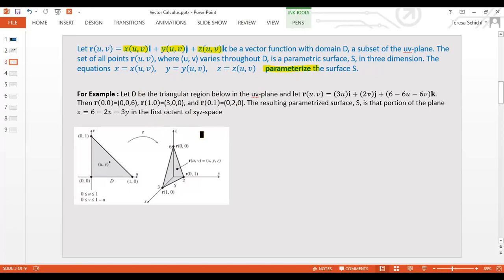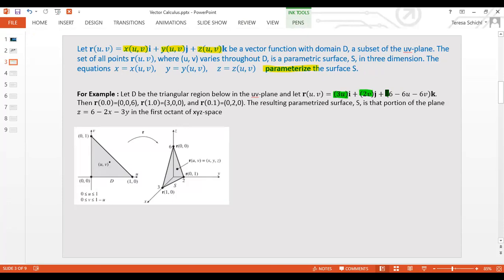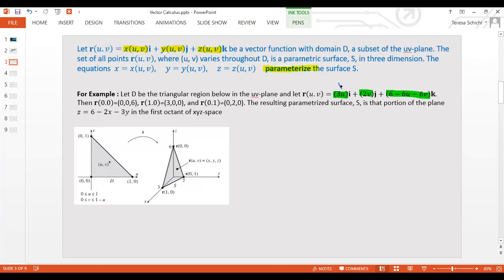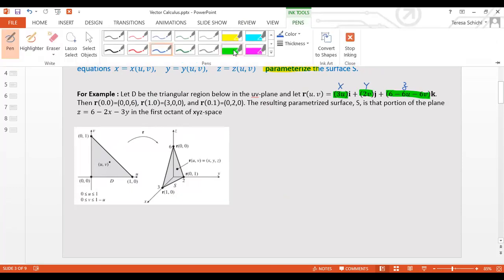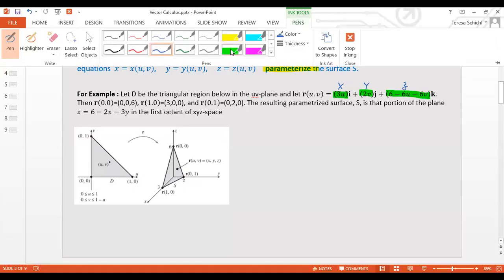Let me give you an example. Here this is my x, this is my y, this is my z. That means x is a function of u and v, y is a function of u and v, z is a function of u and v.